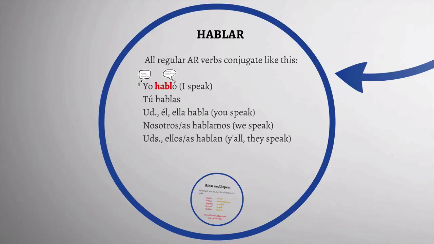And ellos and ellas are the masculine and feminine forms of they. Okay, so we have 3 different pronouns in third person, you, he, she, and actually it too. And in third person plural, y'all, they, and that's it.